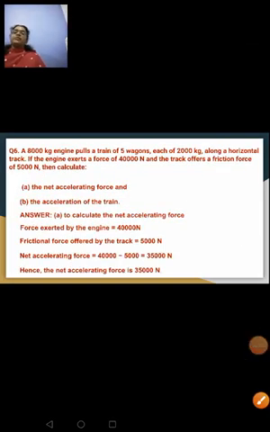Let's do the next sum now. An 8000 kg engine pulls a train of 5 wagons, each of 2000 kg, along a horizontal track.